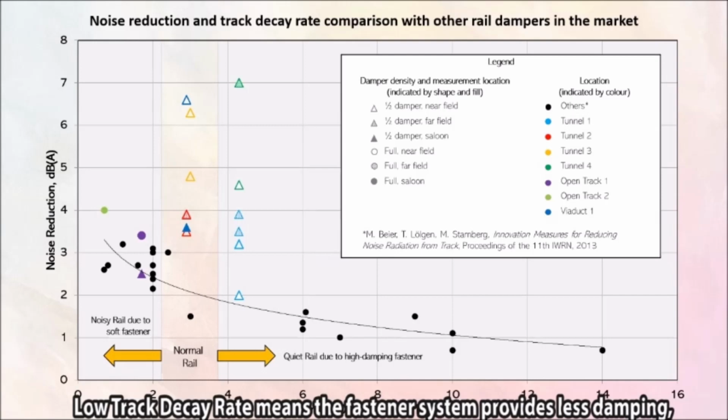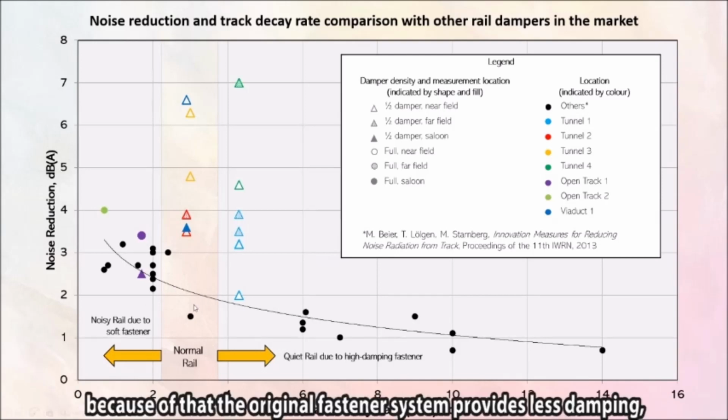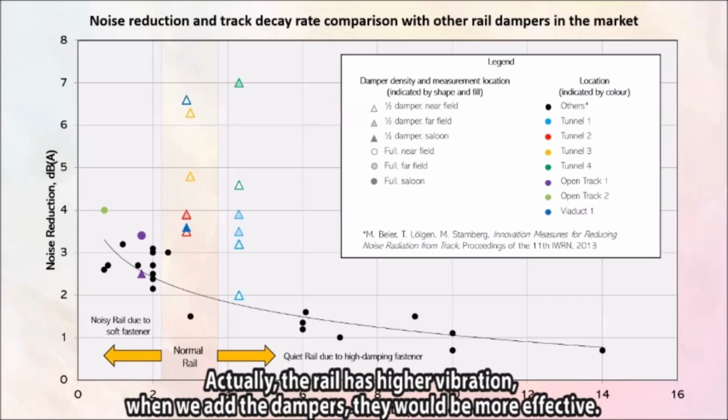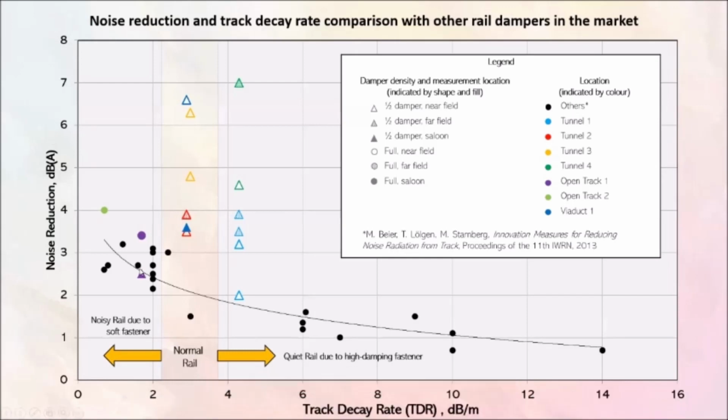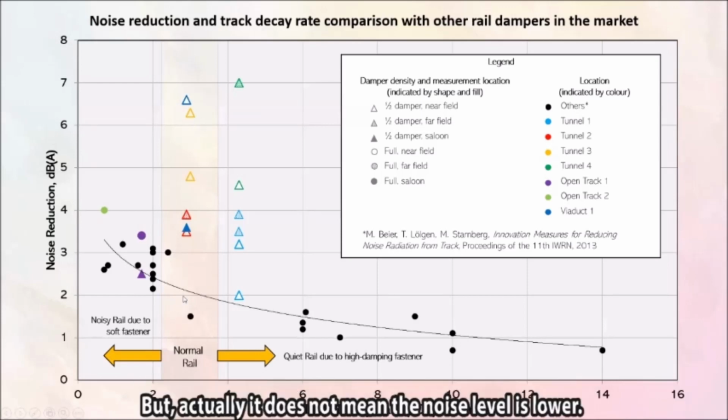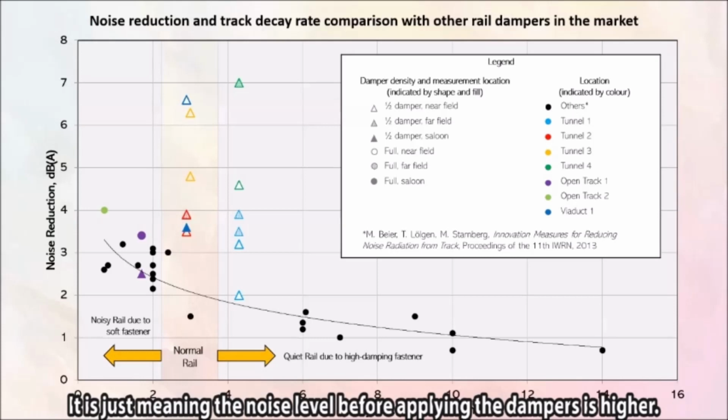Low track decay rate means that the fastener system provides less damping. Because the original fastener system provides less damping, the rail has higher mobility and a higher vibration level would be excited by the string bypass. So actually the rail has higher vibration, then if we add the damper it is more effective. So everybody agrees that the lower the track decay rate, the higher the reduction, but that does not actually mean the noise level is lower, just that the noise level before applying the damper is higher.